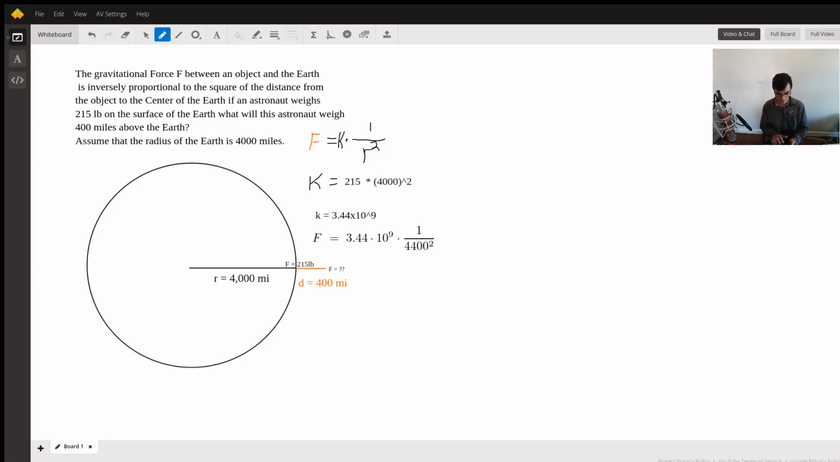3.44 times 10 to the 9 multiplied by 1 over 4,400 squared. And we find that the new weight of our astronaut is equal to 168.6859 pounds. So let's just say 168.7 pounds. It doesn't say what to round to, but I think that's precise enough.